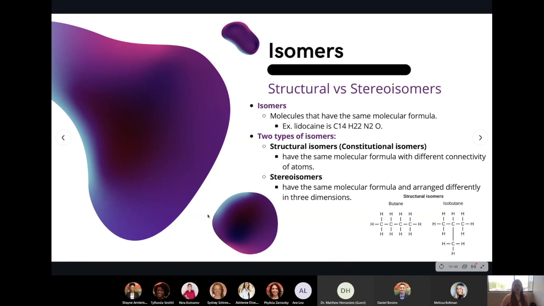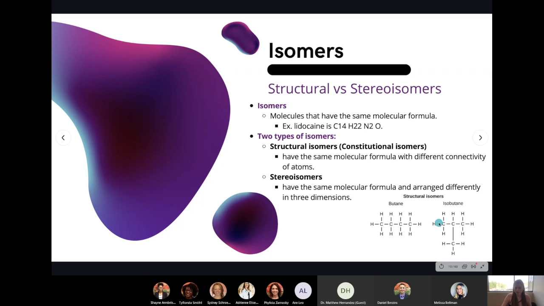So now let's review some foundational organic chemistry to make sense of the differences between certain local anesthetics. Isomers are molecules that have the same molecular formula. For instance, the molecular formula of lidocaine has 14 carbon, 22 hydrogen, 2 nitrogen, and 1 oxygen. The term isomer can be further broken down into structural isomer, also known as a constitutional isomer, and stereoisomers. Structural isomers have the same molecular formula with different connectivity. They don't usually have chiral centers.